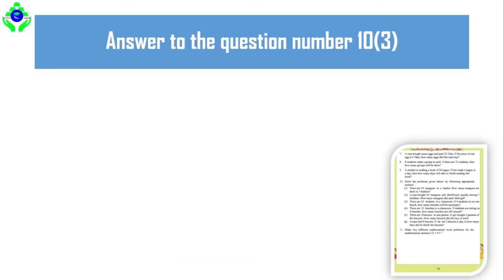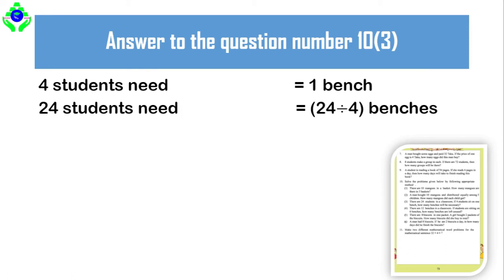At the top of this solution, you should write that 4 students need 1 bench, and after that 24 students need 24 divided by 4 benches. So why do we write a division sign here? Because whenever the total number will decrease, at that moment you should apply the concept of division. That's why we write 24 divided by 4 benches. So ultimately the answer to this question will be 6 benches.